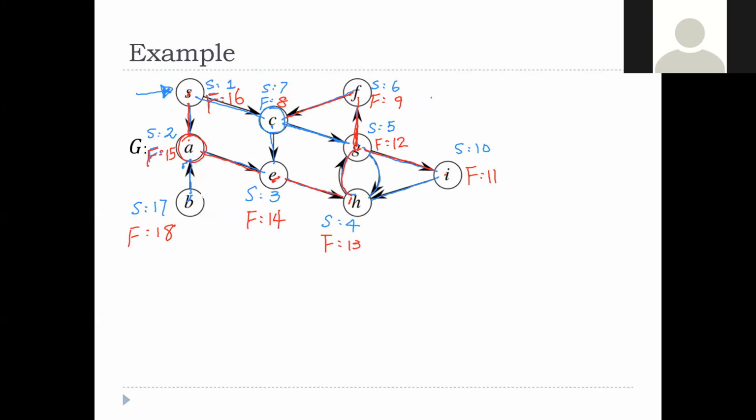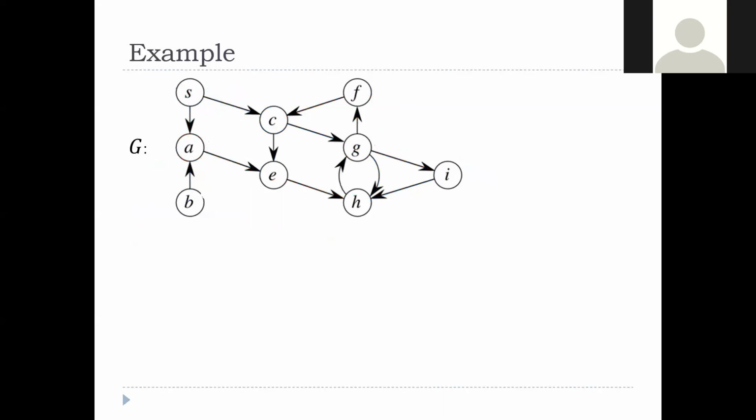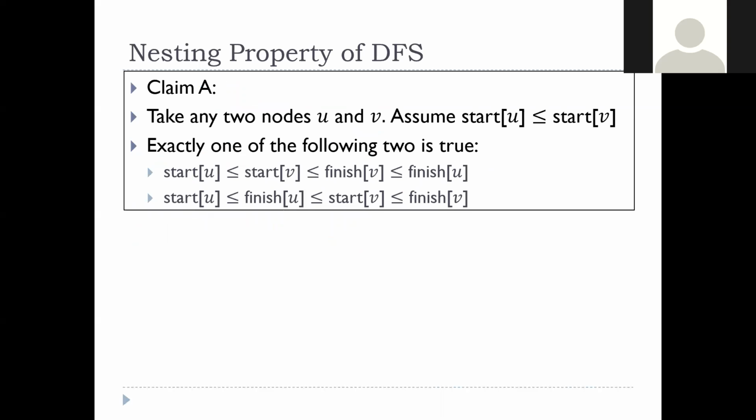Okay, so I'm going to just clear this. In particular, here is one important nesting property of the depth first search. You pick any two nodes, U and V, in the graph. Assume that during the DFS exploration, the start time of U is smaller than the start time of V. Then it turns out that one of the two has to be true.